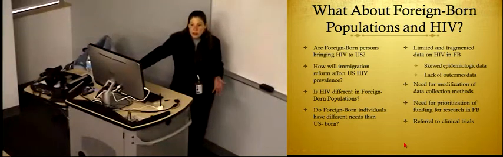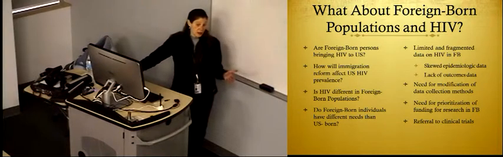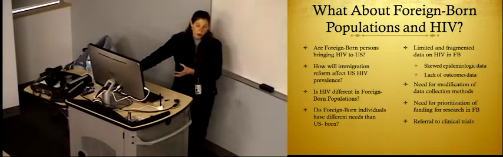However, for some of the answers to these questions, the short answer is that we don't really know. There's limited and fragmented data out there about HIV-infected foreign-born individuals. It's skewed epidemiologic data. For example, when we collect data on HIV prevalence and incidence by ethnicity or race, the categories might include Hispanic, blacks, and whites, but you can imagine that Africans are not then separated from African Americans. Foreign-born Latinos are not separated from U.S.-born Latinos. And we know that those populations are different.